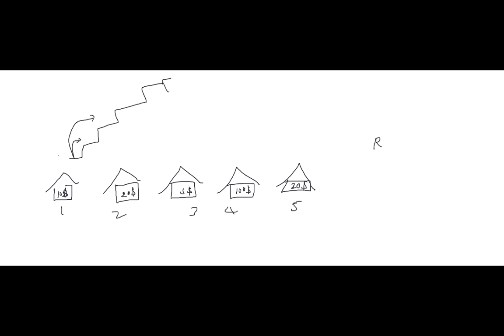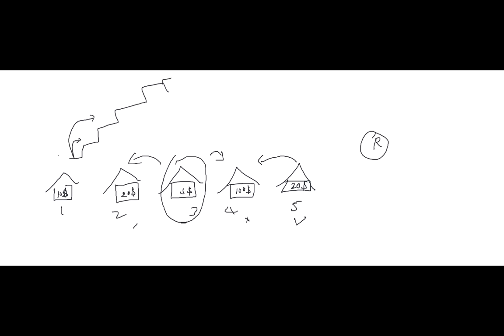So this robber wants to collect the maximum money from these houses, but the condition is he cannot rob two adjacent houses. So if he is stealing money from here, he cannot steal money from here. He can steal from here, from here, from here. But if he is stealing money from here, he cannot steal money from here as well as from here, right?